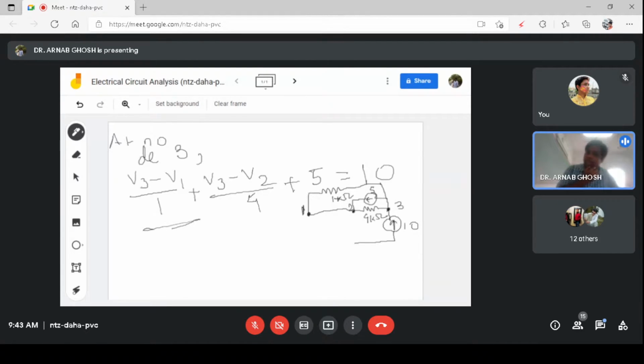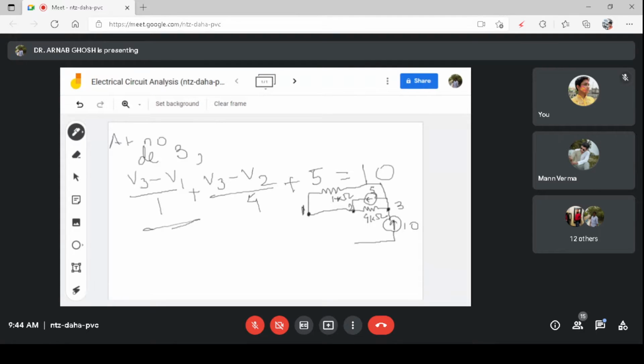Okay, if you do that as well, let us say you are assuming that all the currents are entering, only 5 is leaving. Yes, sir. You can write that equation: V1 minus V3 by 1 plus V2 minus V3 by 4 plus 10 equals 5. Is this what you have got?